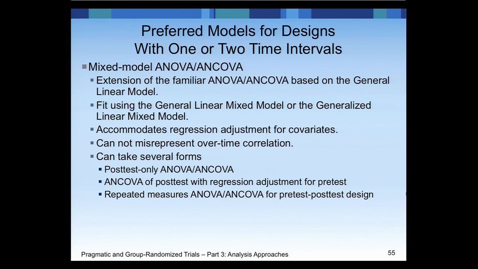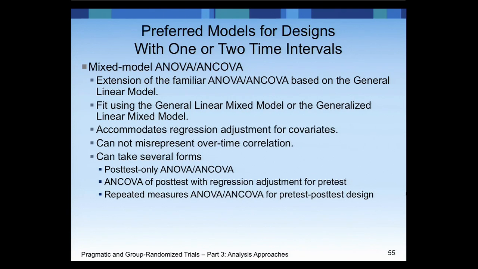In terms of preferred models for designs with 1 or 2 time intervals, this could be a post-test only design or a pre-test post-test design. I can recommend to you mixed model analysis of covariance and analysis of variance. This is group randomized trials or individually randomized trials where we always have 2 sources of random variation or more. So we're in the lower row of the table that we were looking at a minute ago. And if we have normally distributed data, we're in the lower left-hand corner, non-normally distributed data, lower right-hand corner.